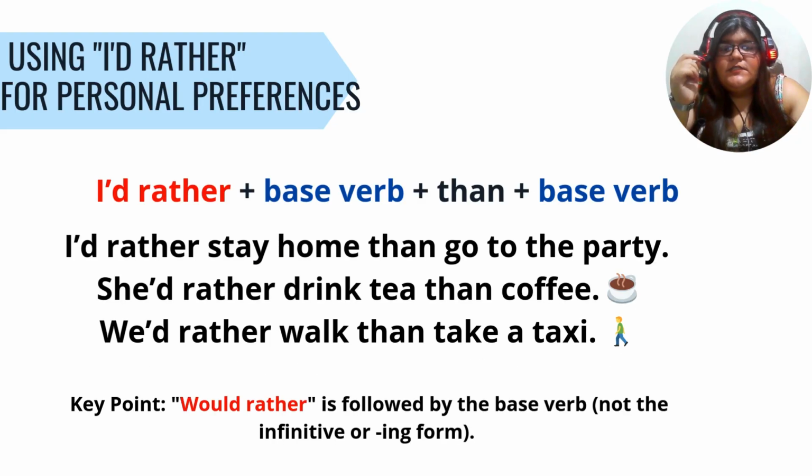So now, guys, let's see I'd rather for personal preferences. I'd rather plus the base form of the verb plus than plus the base form of the verb, and the complement at the end and the subject at the beginning. But you already know those details, right? That's why I try to focus on I'd rather, base form of the verb, than the base form of the verb. But of course, you know that in English, the subject is always at the beginning and at the end the complement. But in this case, I'd is the subject. So be careful. I'd rather stay home than go to the party.